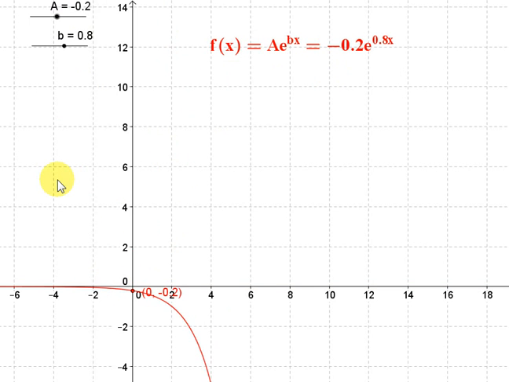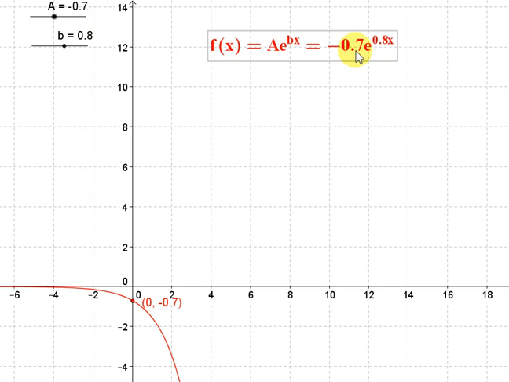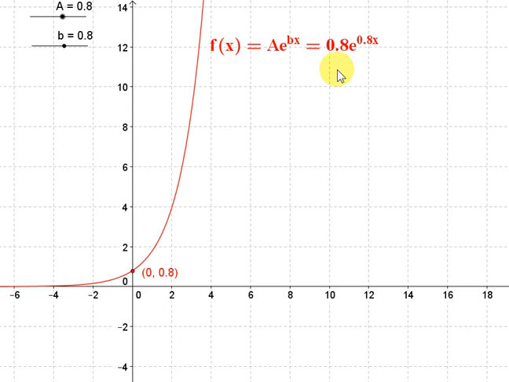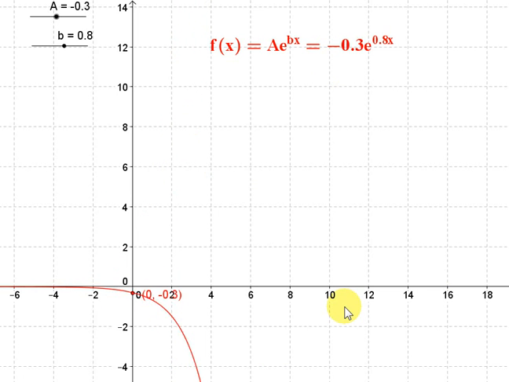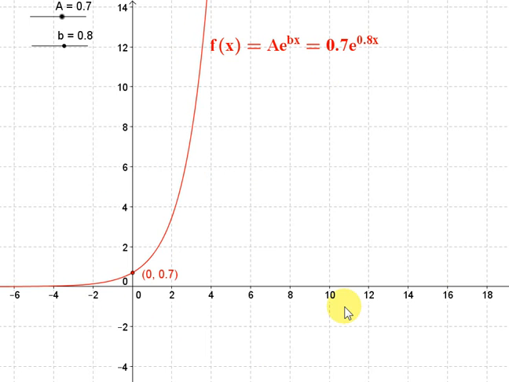Now look what happens when a is negative. For example, if the function is minus 0.7 e to the power of 0.8x, this is the image of the graph of plus 0.7 e to the 0.8x reflected through the x-axis. So let's look at the graph of plus 0.7. So here it is. The graph that you just saw is the image of this graph here under axial symmetry in the x-axis. So I'll go to minus 0.7 again. There's minus 0.7 and there's plus 0.7.